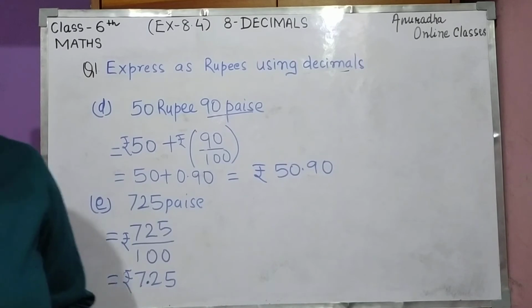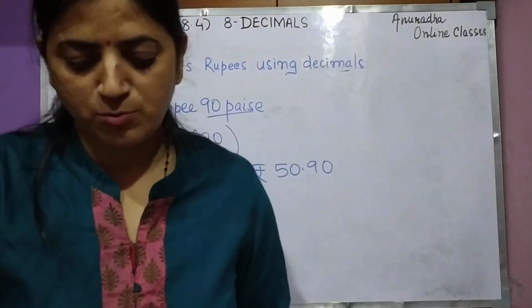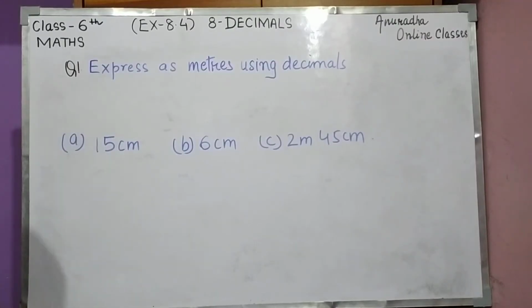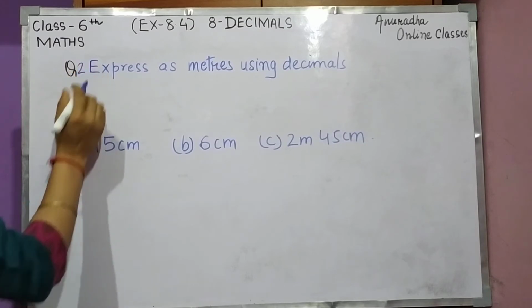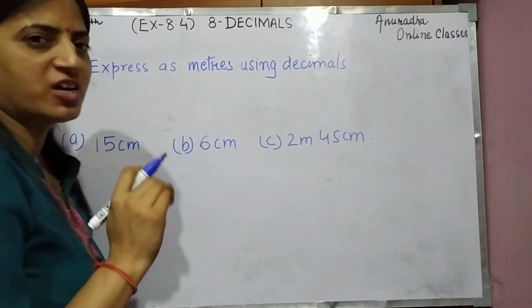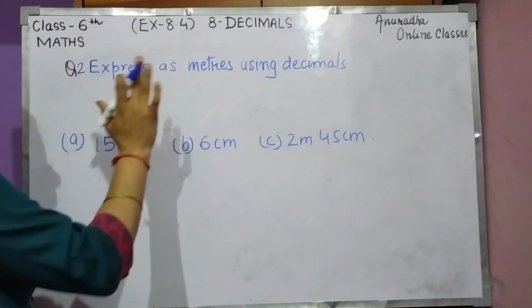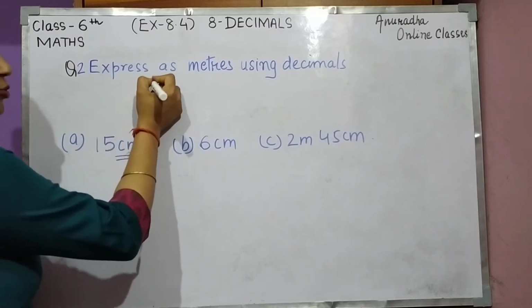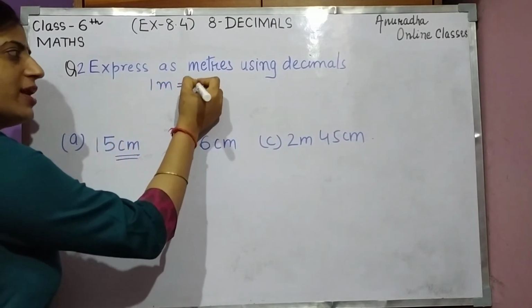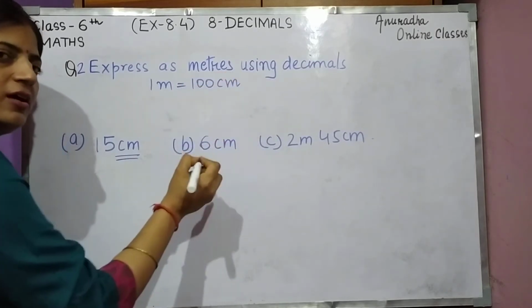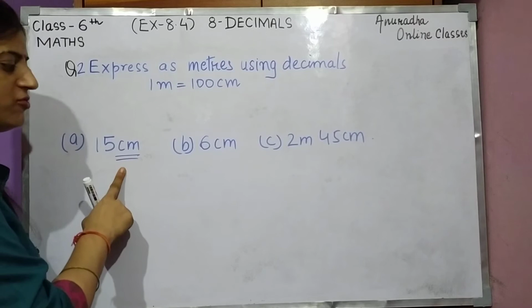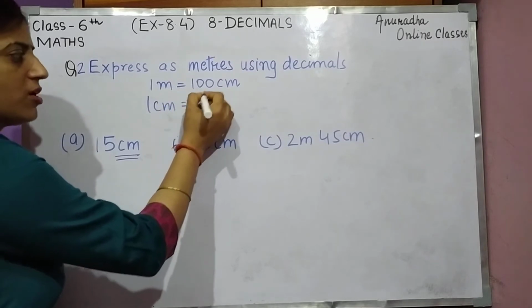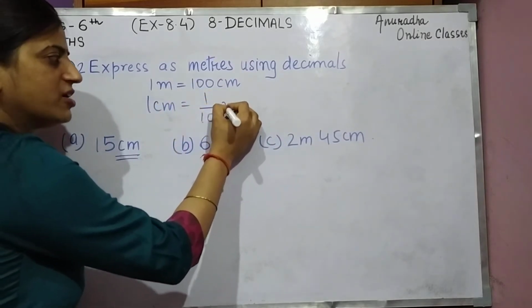Let's come to our second question, that is express as meters using decimals. Okay children, this is what? Express as meters using decimals. ठीक है, अब हमें क्या करना है, मीटर्स में इसको कन्वर्ट करना है. What is given here? See, centimeter is given here. So we know that 1 meter is equal to what? 100 centimeters. ये हमें पता है. But here what we have to do, we have to convert smaller unit to bigger unit. That means 1 centimeter is equal to क्या होगा, 1 upon 100 meter हो जाएगा.